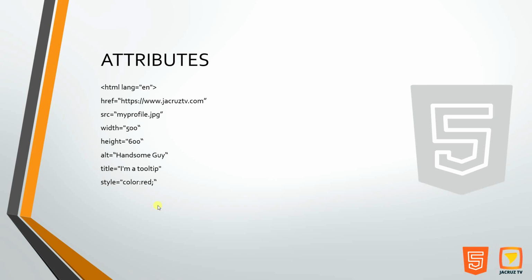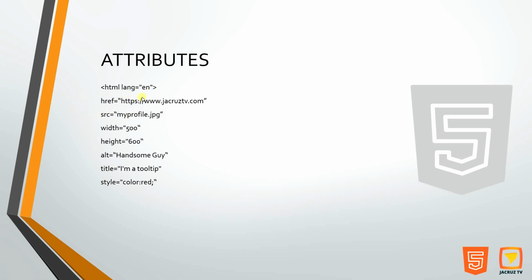And then next is the source attribute. From the word source, for example, when we include an image in our website, we need to use the img, or image tag. Inside the image tag, we also need to include this source attribute. For what purpose?